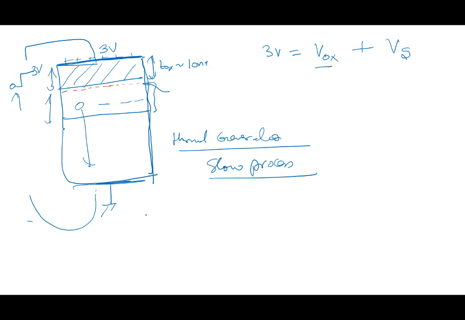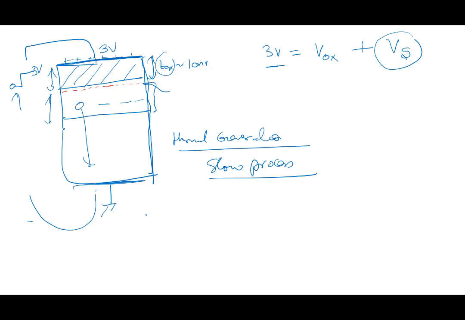The drop in the oxide depends on what? The field in the oxide. And the drop in the semiconductor depends on what? The field in the semiconductor also. The 2 fields are related together. So what happens is that there is no inversion charge, so a bulk of the 3 volt drop is occurring in the semiconductor, because the thickness of T oxide is smaller. The bulk of the 3 volt goes and gets dropped here in the semiconductor itself.